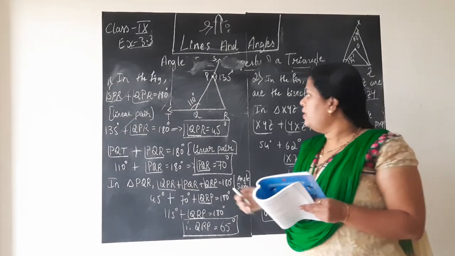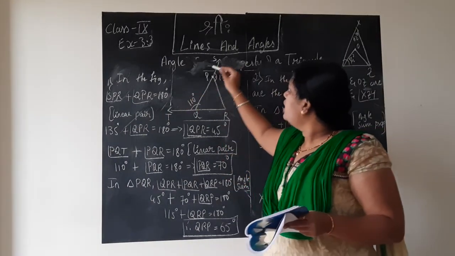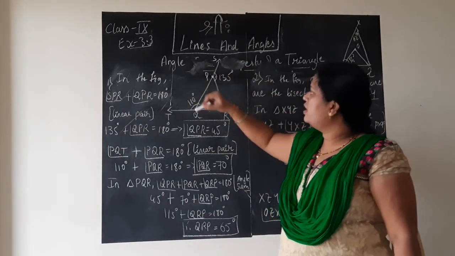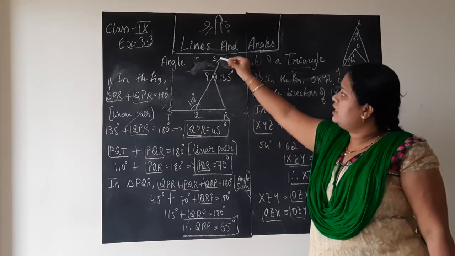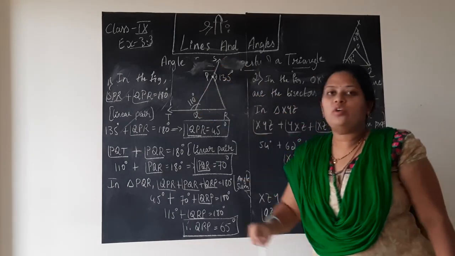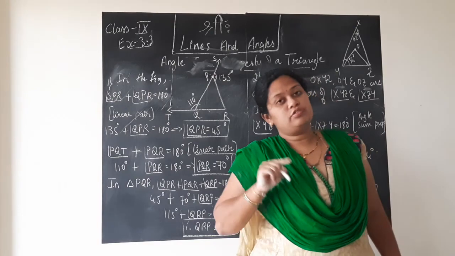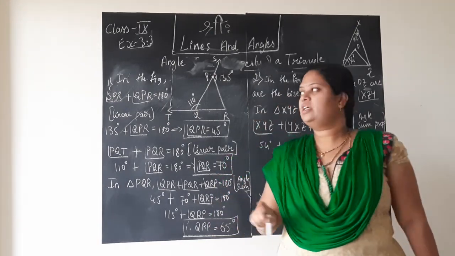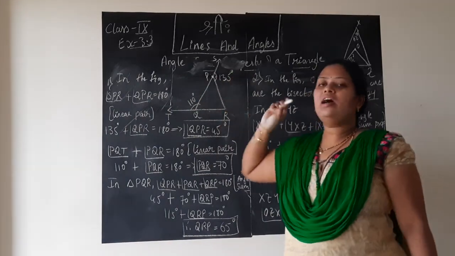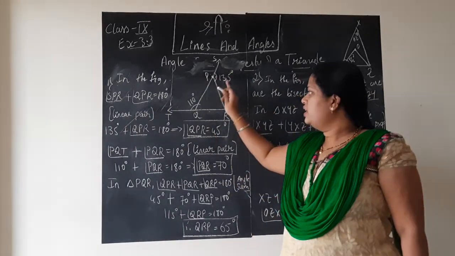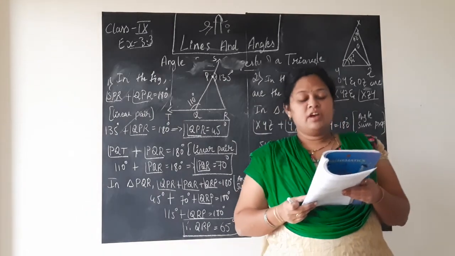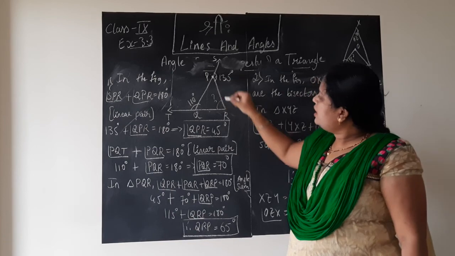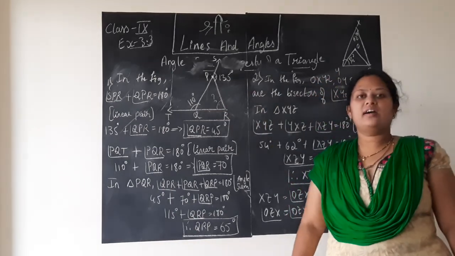If angle SPR is 135 degree and angle PQT is 110 degree. Children, what they are telling, angle SPR and angle PQT, both are the exterior angles formed on producing the two sides of triangle PQR. That you should understand. So, two exterior angles are given to us, that is 135 degree and 110 degree. Find angle PRQ. This angle PRQ is how much they are asking us.